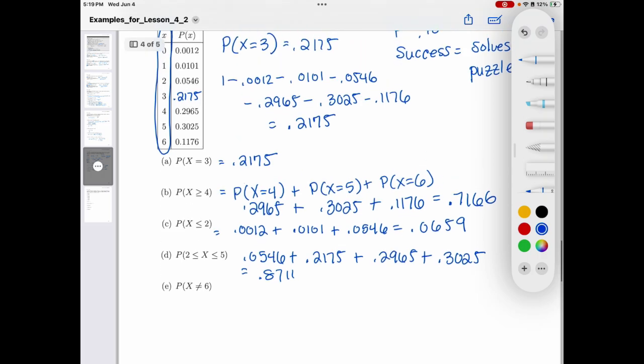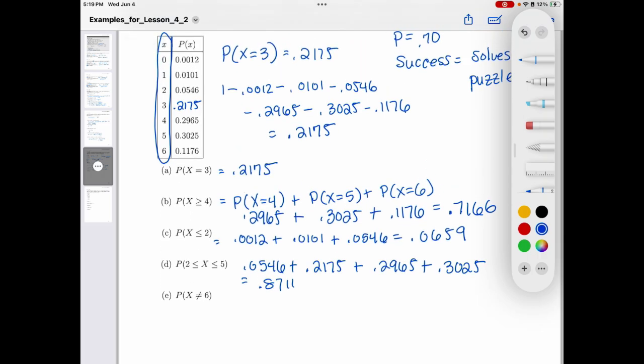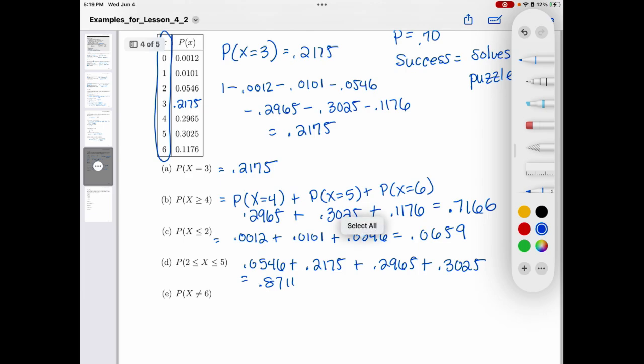Okay, last example, the probability that x is not 6. So everything that's not 6, we would add up. So we would add up the probability for 0, 1, 2, 3, 4, and 5. Now, an easier way to do that might be less work, since it's everything except for 6, and we know the total of the probability should be 1, it's easier just to take 1 minus the probability of 6, which is 0.1176, and that will give us all of those values added up.